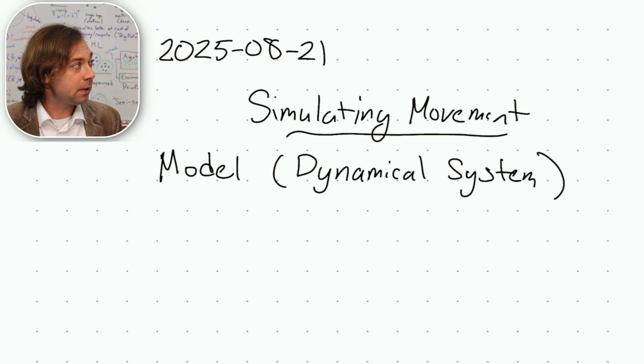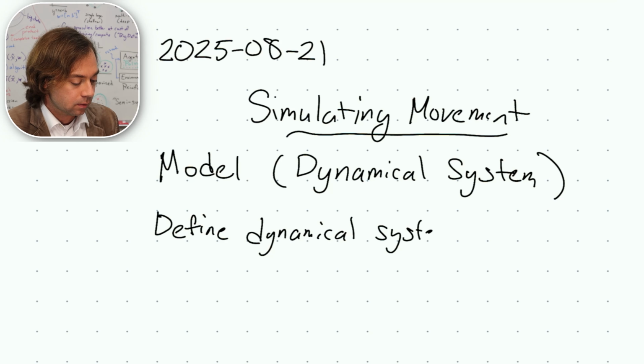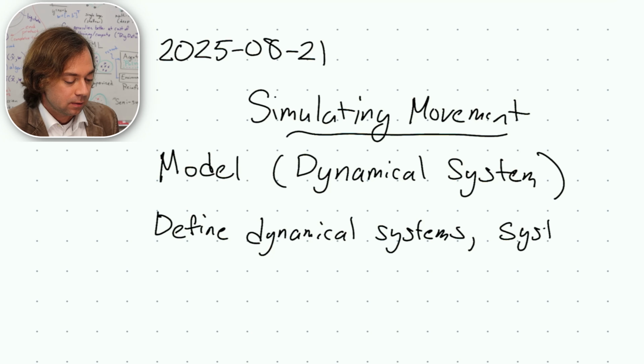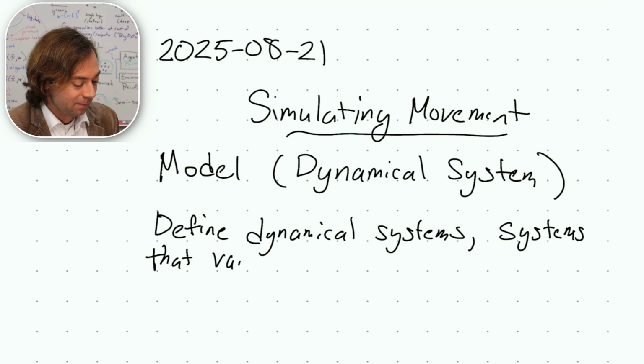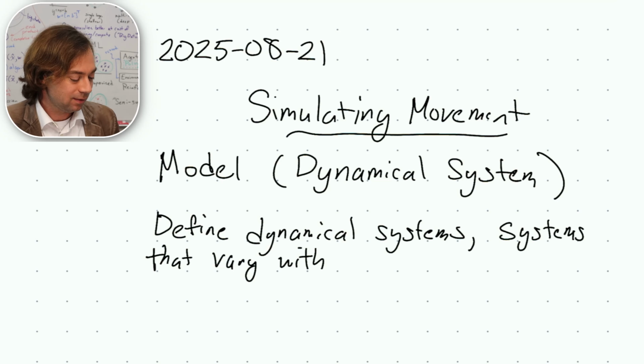That's important because we define dynamical systems, which are systems that vary with time, which is a lot of things like movements, appropriately enough.